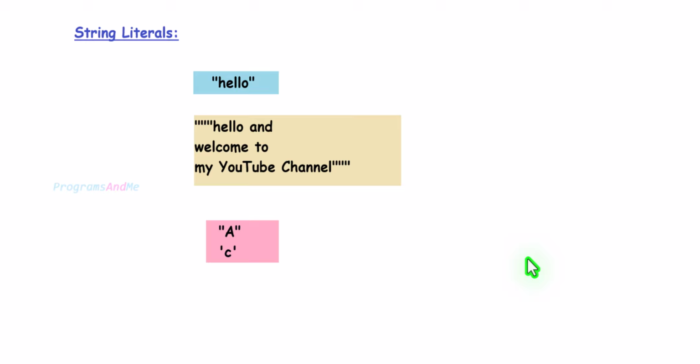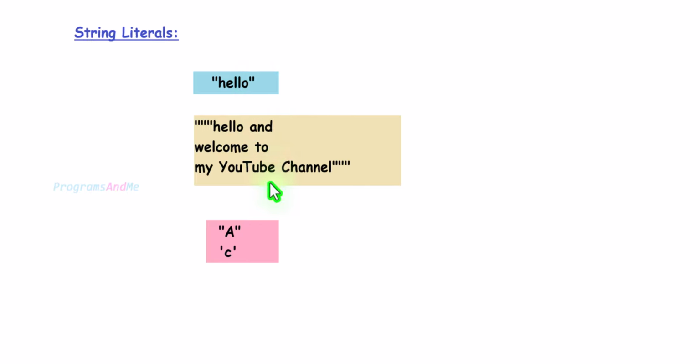Next, let's talk about string literals. A string literal can be created by writing a text or group of characters surrounded by single, double or triple quotes. So a word or text enclosed within single quotes, double quotes or triple quotes is called a string literal. So here we have a few examples. First one is hello. Here text is enclosed within double quotes and it is single line, so this is called a single line string.